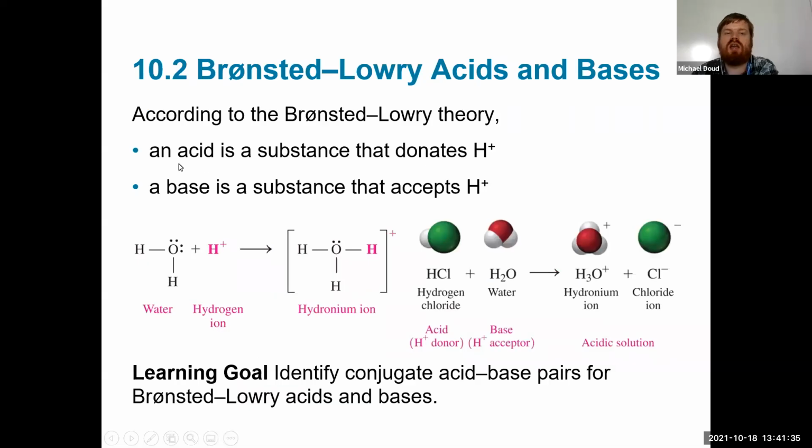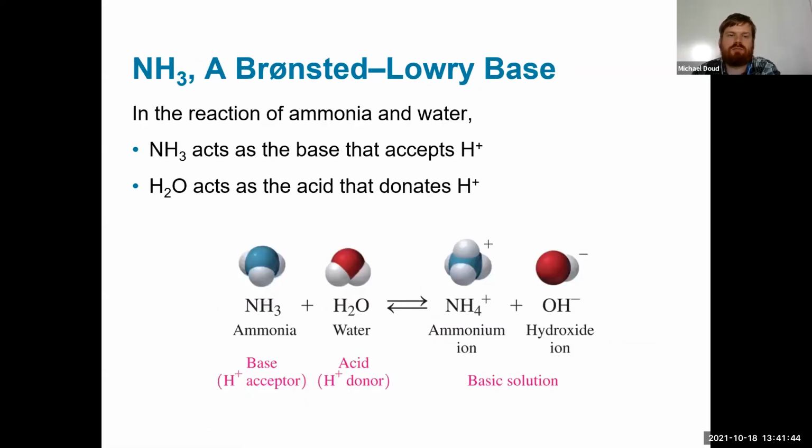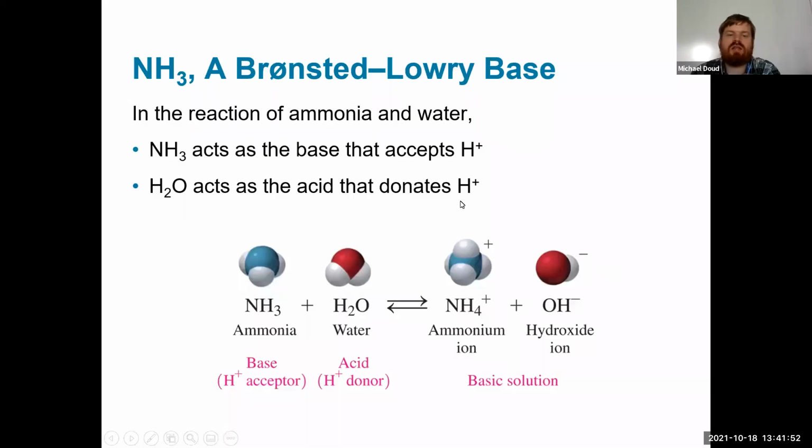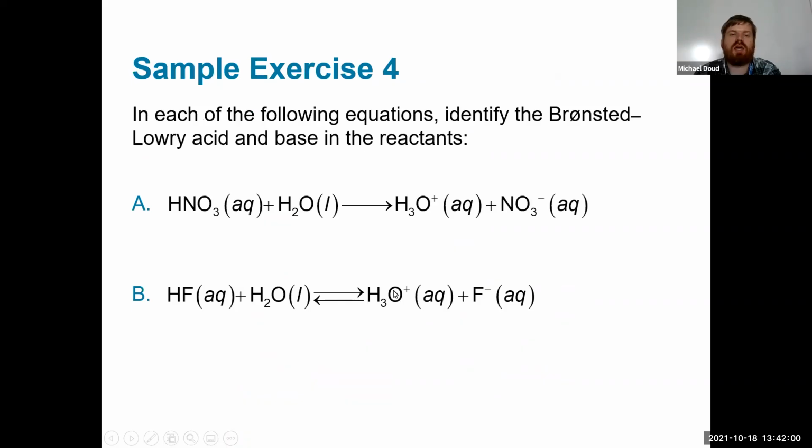I guess I should have mentioned this here. An acid is a substance that donates a proton in a reaction, and a base is a substance that accepts a proton in a reaction. So again, in identifying these acids and bases, you just want to identify which one accepts a proton during the reaction and which one gives up a proton during the reaction.